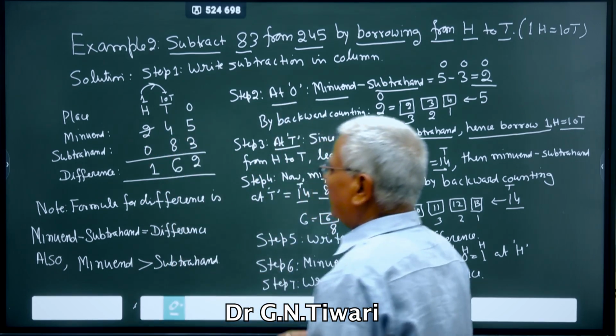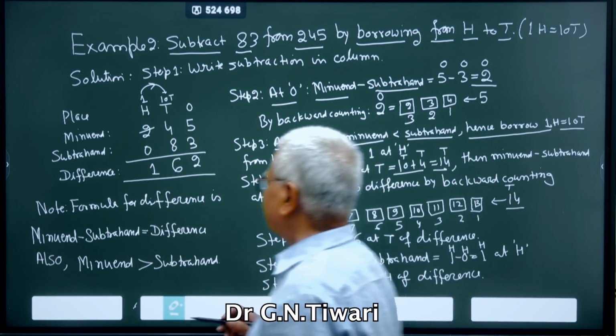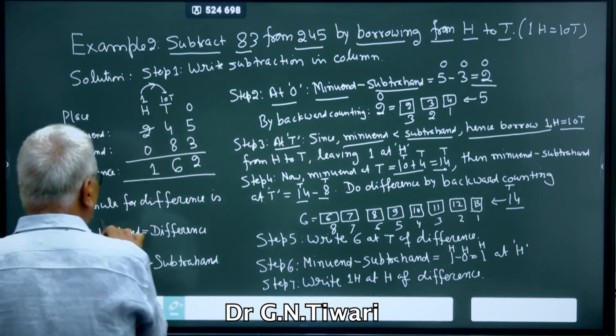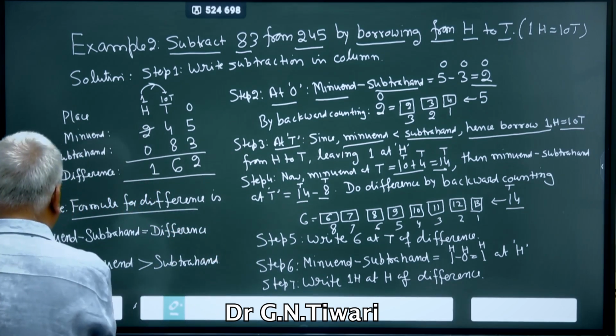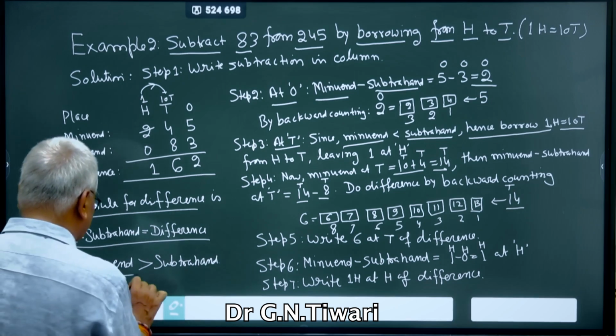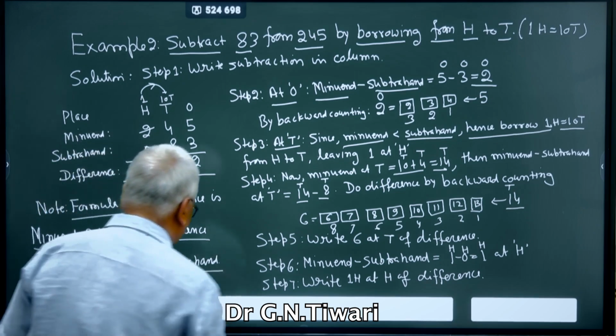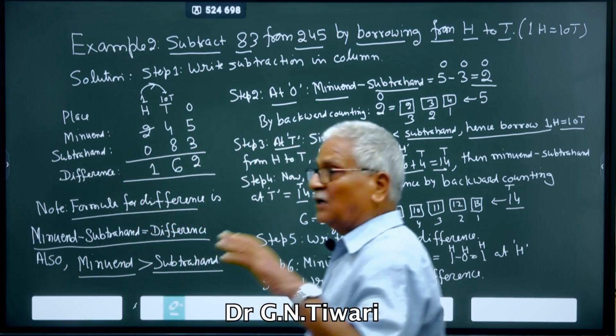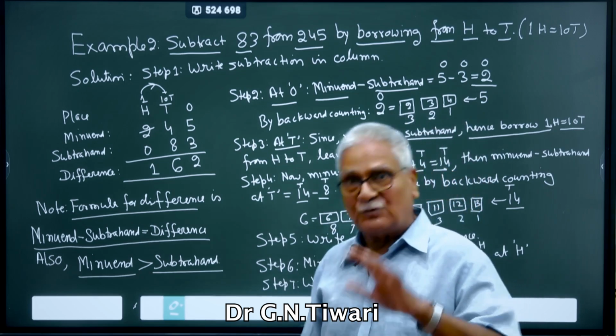That ends the difference. And just note, the formula for difference is always: minuend minus subtrahend is equal to difference, where the minuend is always greater than the subtrahend. Then you can do the difference, as far as a class 2 student is concerned.